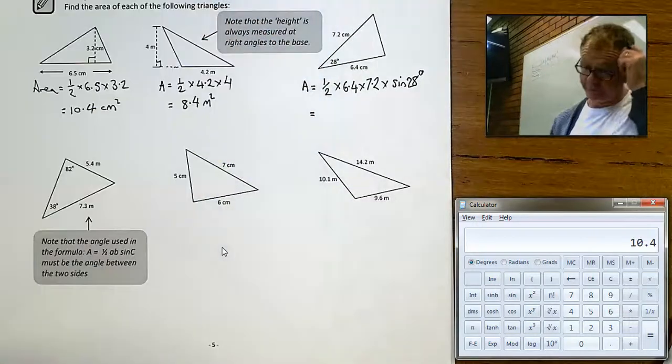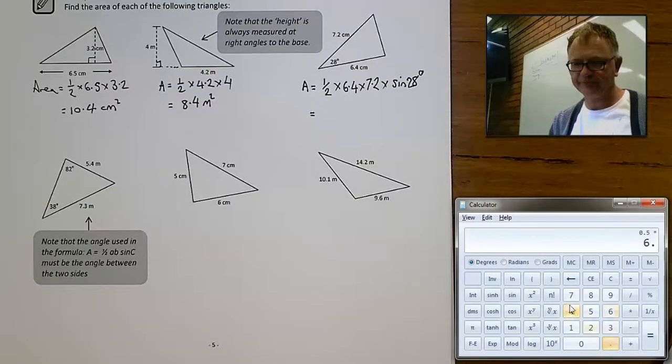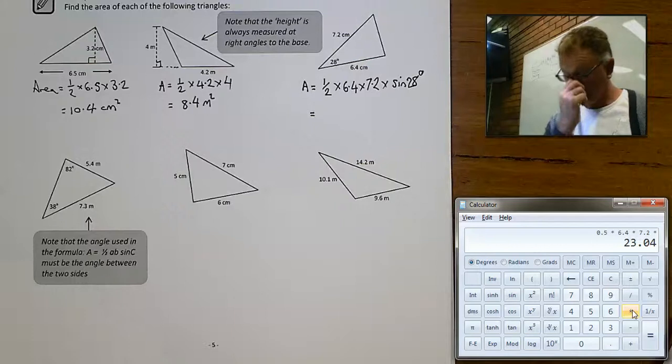I've just got my little Microsoft calculator here on screen. You've probably got a different calculator that you work with, but no matter what calculator you're working with, the important thing is that you make sure that it's converted to degrees mode. On this one here it's very clear, but on your calculator you must make sure you're in the correct mode when you're using trig functions. So if I'm doing this, 0.5 times 6.4 times 7.2 times, now we have to be a little bit careful here.